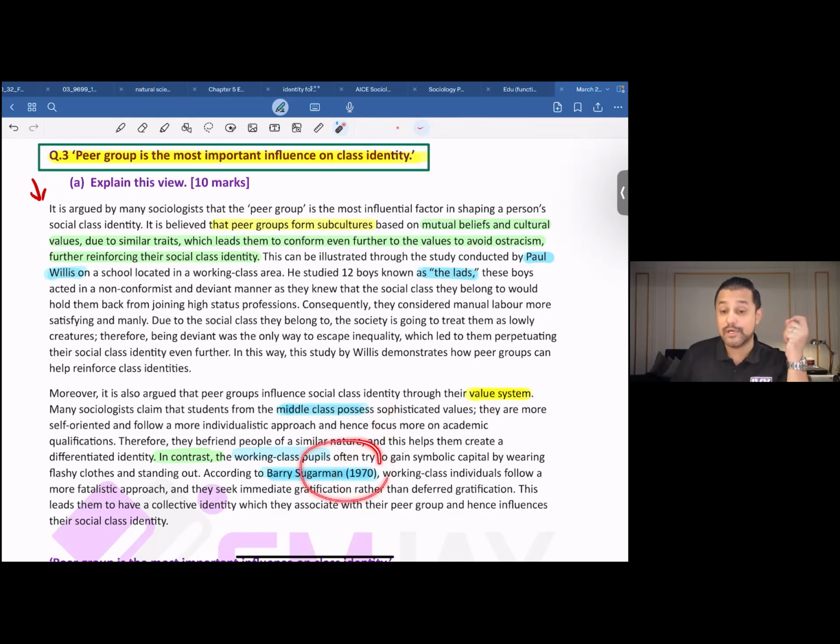So, according to Barry Sugarman in 1970, working class individuals follow a more fatalistic approach. When you're more fate oriented, instead of putting in efforts yourself, you rely more on fate. Sugarman believes working class individuals seek immediate gratification rather than deferred gratification. What is the difference between deferred gratification and immediate gratification? Let me explain what this is. Deferred gratification is when you delay the gratification and satisfaction.